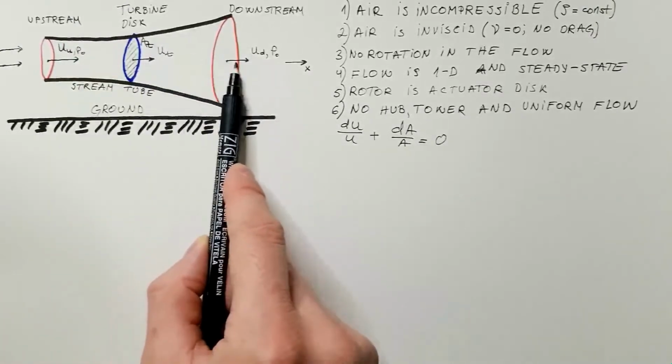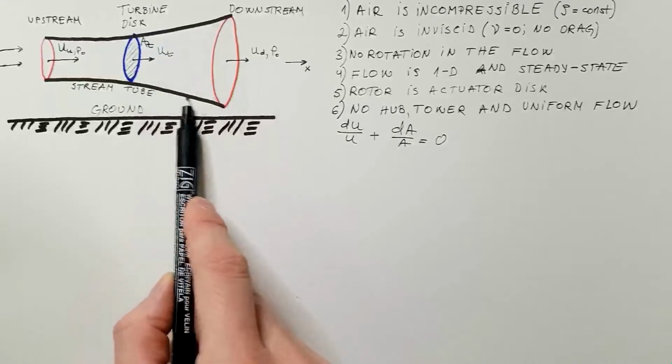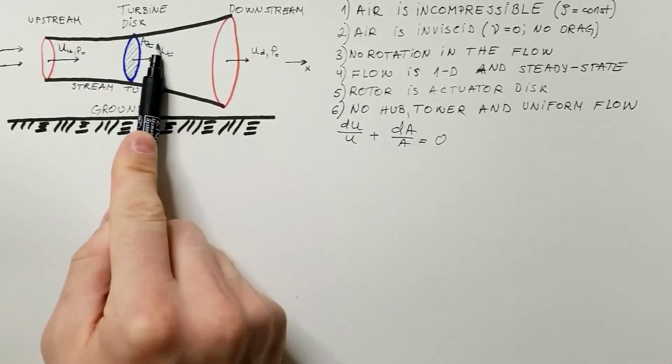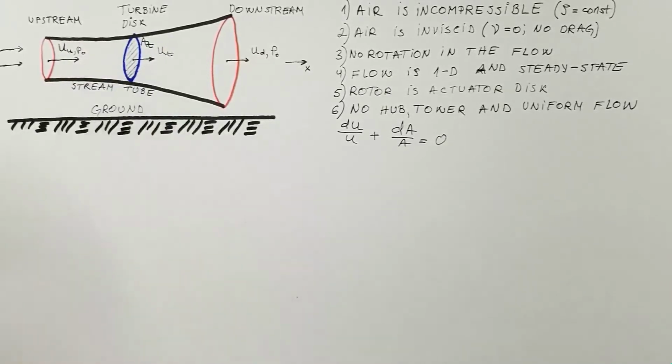Velocity downstream decreases, therefore the area of the stream tube, the cross-sectional area, has to increase. Now, goal 1 in this derivation of the Betz limit is to find velocity UT, which is the velocity at the turbine disk. To do that, we will combine Bernoulli's equation and Newton's second law. We start with Bernoulli's equation.